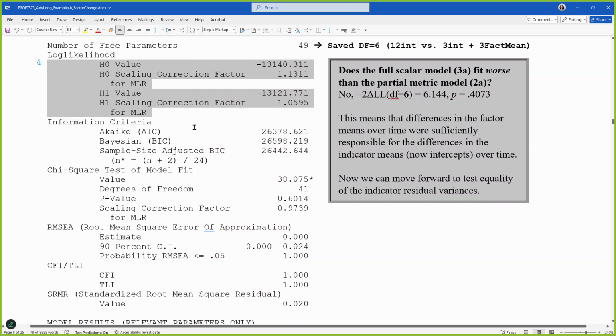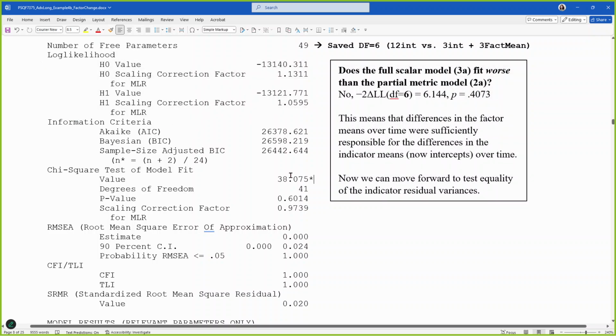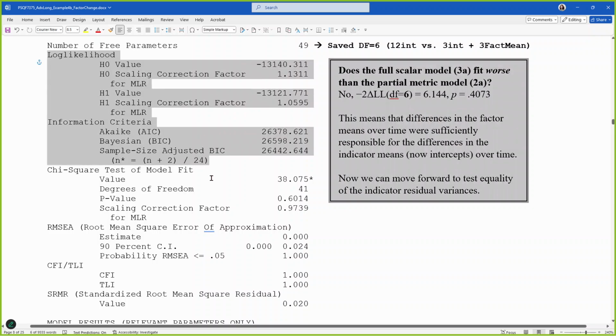Yes, never forget that. So this chi-square right here tests the difference in -2 log likelihood, rescaled by the scaling correction factors that are given here. So this looks pretty good, actually. Model's still non-significant, meaning that it is non-significantly worse than perfect. So good enough is the way I would interpret that. But this is the fit of the overall model.